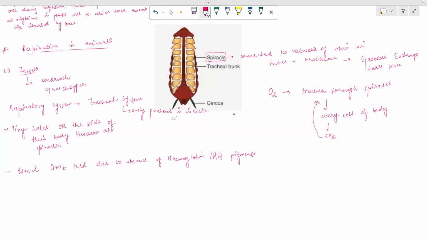Is there any fixed number of these spiracles? Yes, there are 10 pairs. 1, 2, 3, 4, 5, 6, 7, 8, 9, 10. They are not further drawn in this, but there are 10 pairs. So that's a total of 20. Yes, 10 on each side. Ma'am, the cockroach looks really weird, but it's fine, I guess.